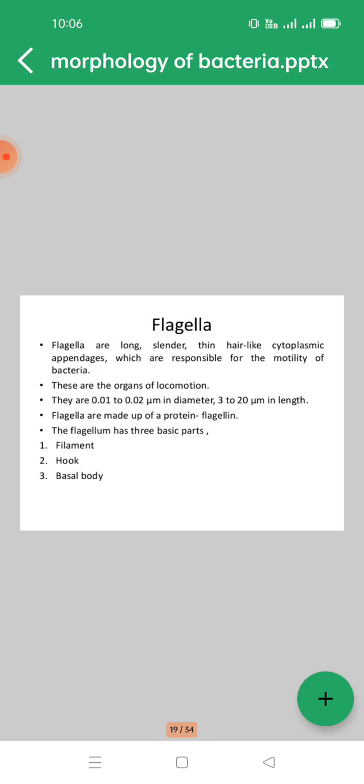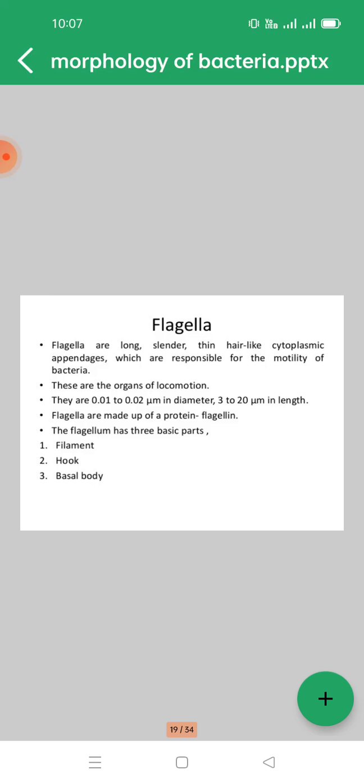Flagella measure about 0.01 to 0.02 micrometer in diameter, and the length of the flagellar structure is 3 to 20 micrometer. We know that bacteria are micrometer in size. Flagella are made up of a protein called flagellin.